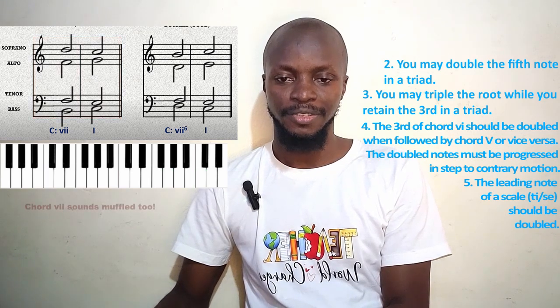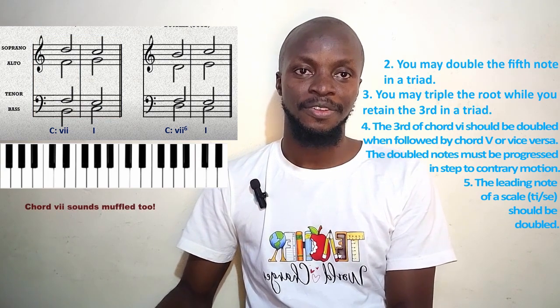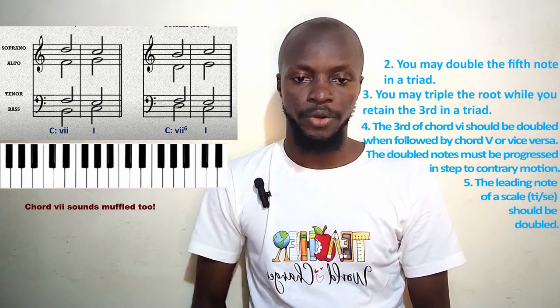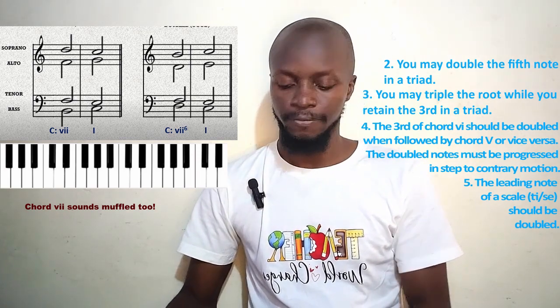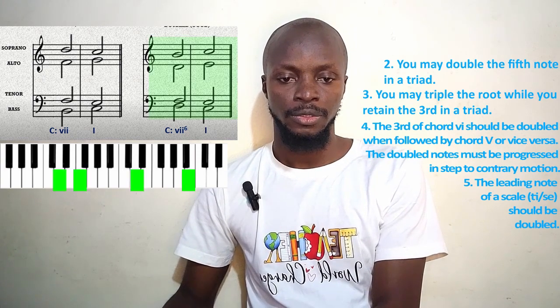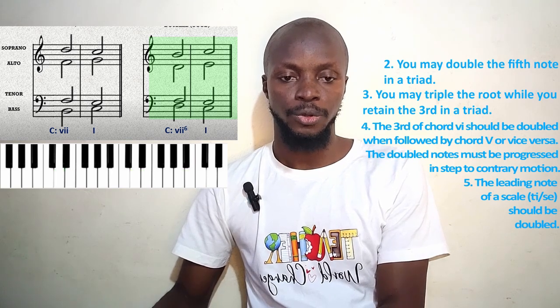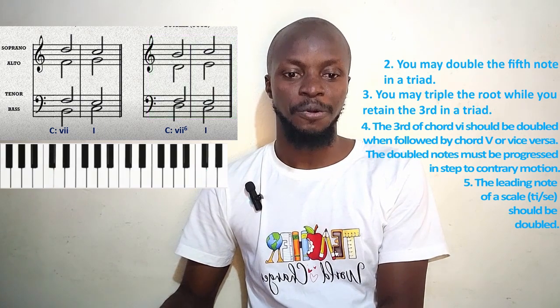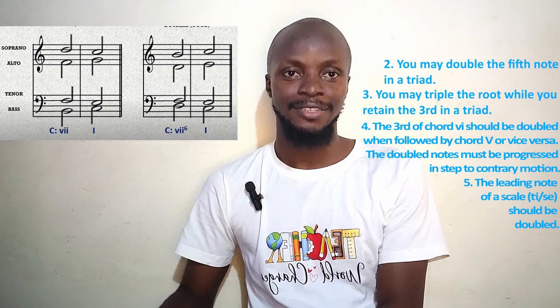Not too good because the distance between tenor and alto is more than 1 octave here, right? So to correct it, we have the first inversion of chord 7 this way and chord 1. Beautiful, beautiful chord. And a beautiful example of a perfect cadence.